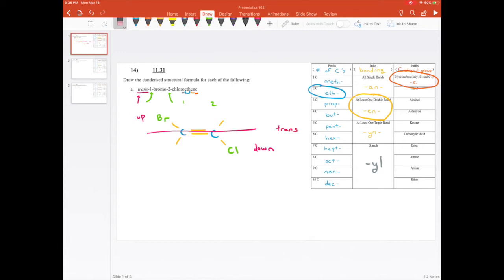So I'd have to put them on opposite sides. I could have put the bromine going down and the chlorine going up. That would have been the same molecule. But because I put the bromine going up, the chlorine has to be going down.